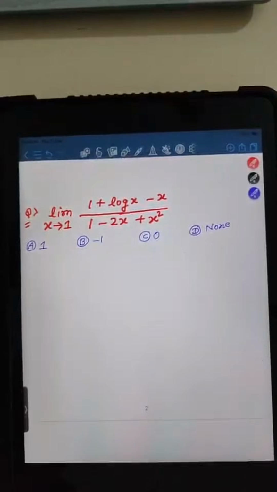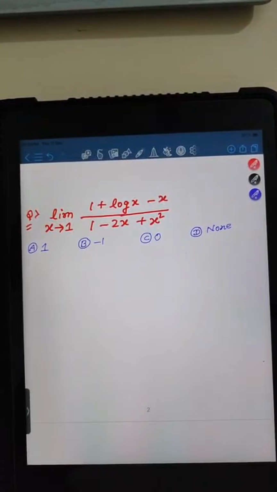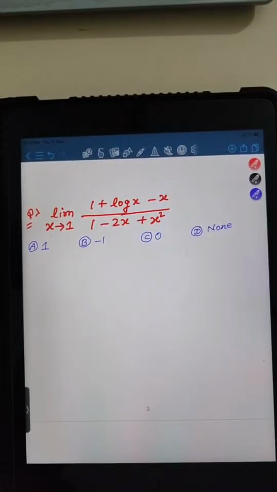Navneet is telling 0. No, Navneet, 0 is not the correct answer. Navneet is telling here C. No, Navneet, C is not the correct answer.